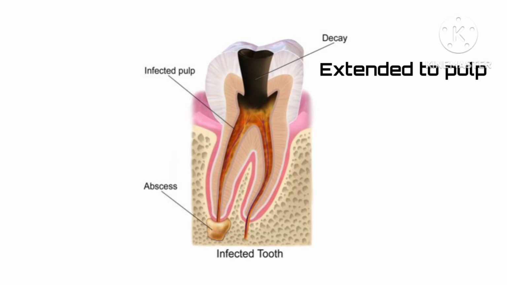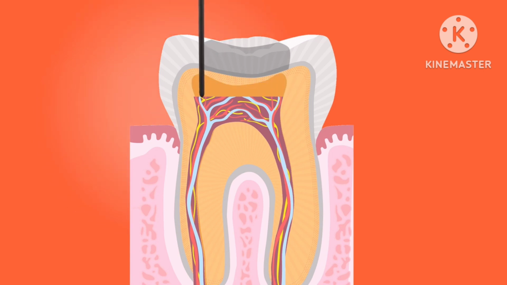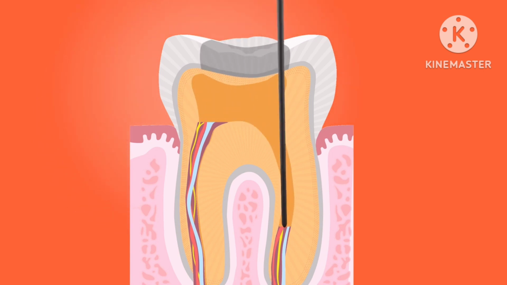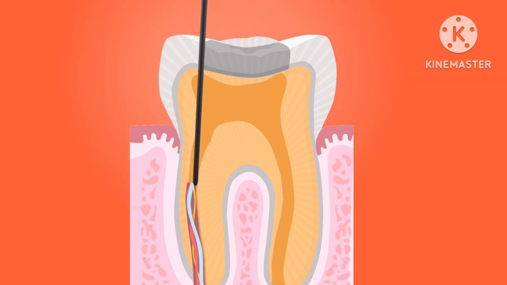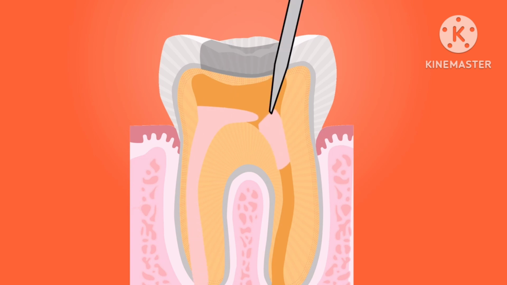As you can see, it's an infected tooth in which the decay that starts from the crown portion slowly extends to the pulp space, thus infecting the pulp tissue where the nerves and blood vessels are present. When we, the dentists, perform root canal treatment, we make sure all the decay from the tooth structure is completely removed and the pulp tissue is extirpated or eradicated completely from the root canal space, and the root canal space is properly cleaned and shaped.